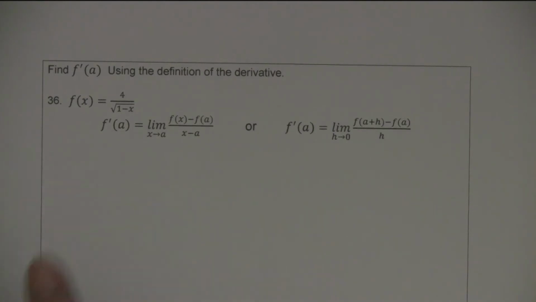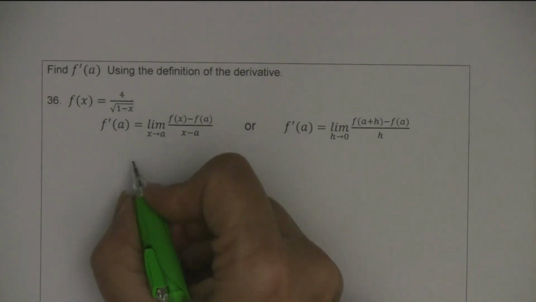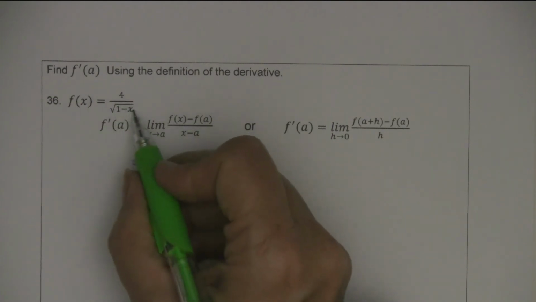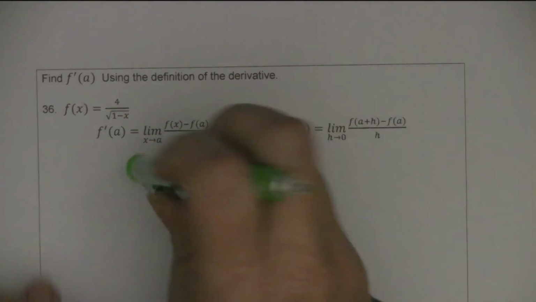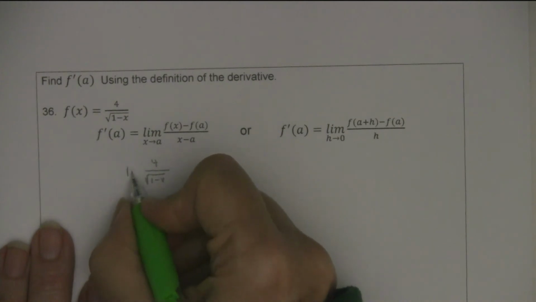Here, f of x minus f of a divided by x minus a. So let's put that in here. So f of x would just be the normal, right? So this would be 4 over the square root of 1 minus x. I forgot my limit. I'll back up and hang it on there.